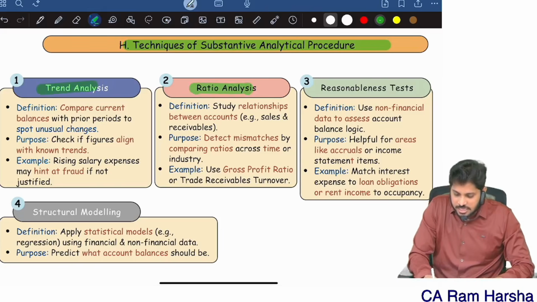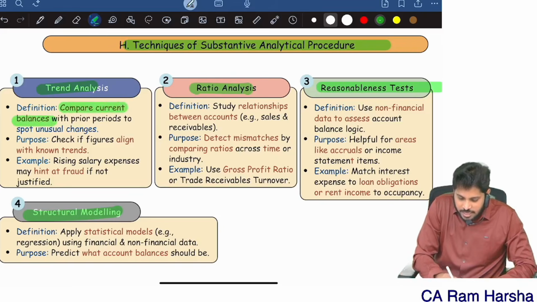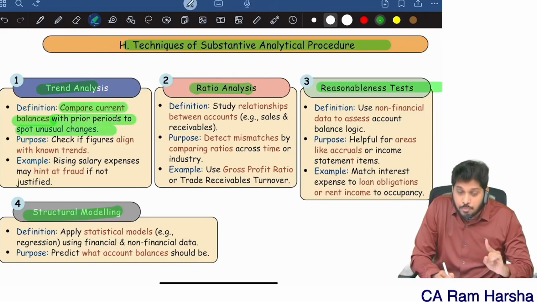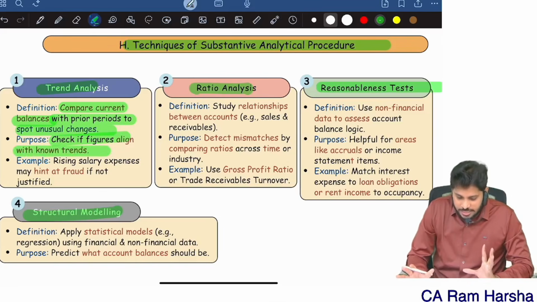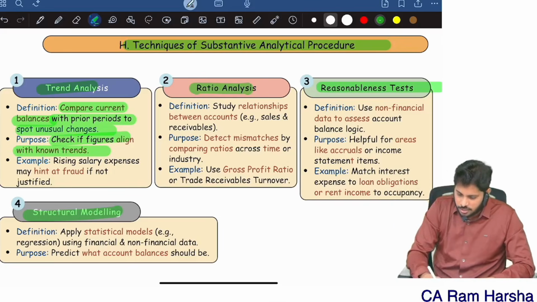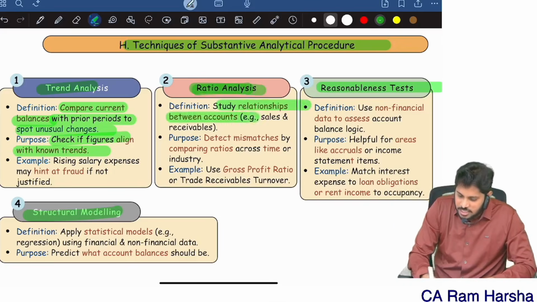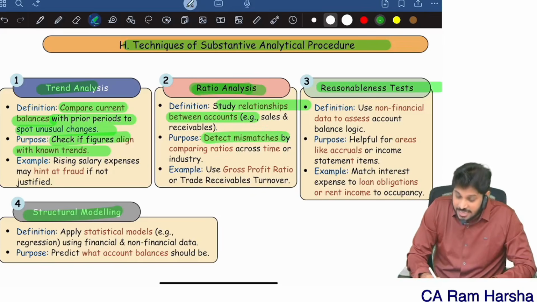Next, what are the techniques of substantive analytical? Trend analysis, ratio analysis, reasonableness test, structural modeling. Trend analysis: we compare current balances with the prior period to spot unusual changes, unusual trends. Check if figures align with known trends, whether figures are matching with the known trend or not. Ratio analysis: we study the relationship between various account balances and transactions. Correct? We detect mismatches by comparing ratios across time.